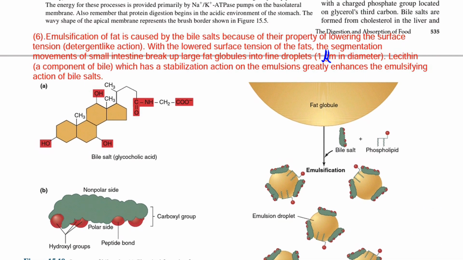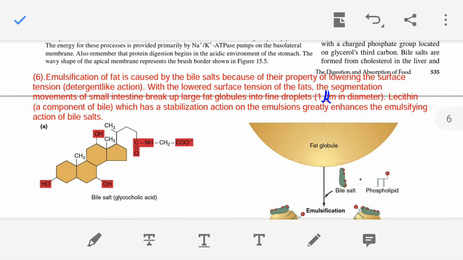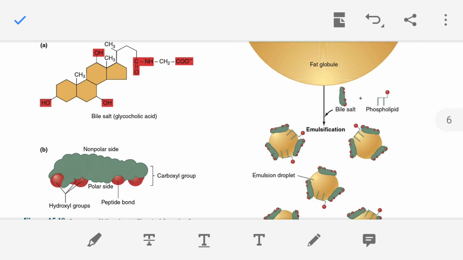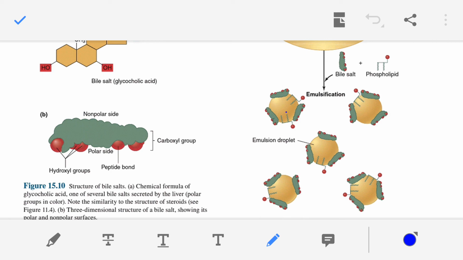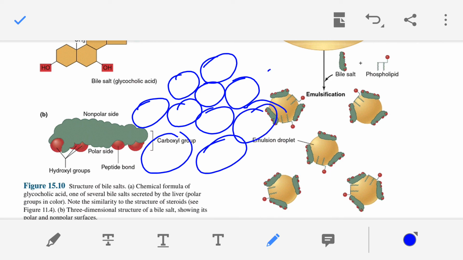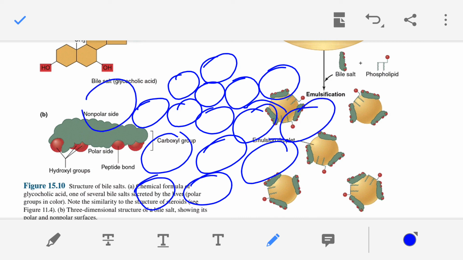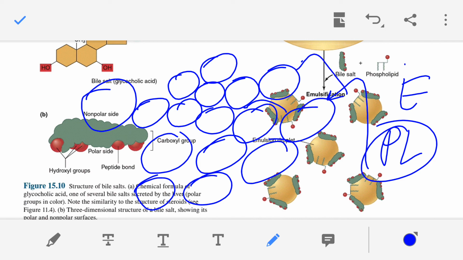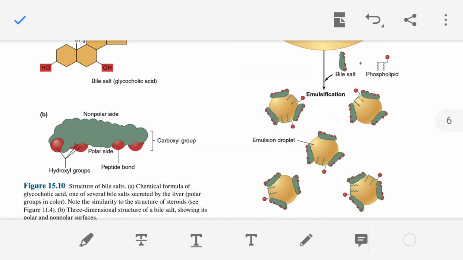Now what is the usefulness of this process, emulsification? So this is the droplet. Now there are so many small lipid droplets, and since these are small, you can see the surface area has increased, and now the enzyme pancreatic lipase can act on these smaller fat droplets.